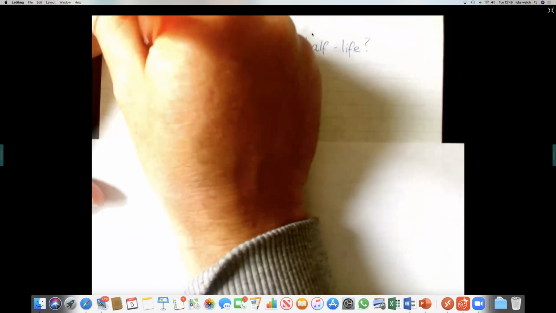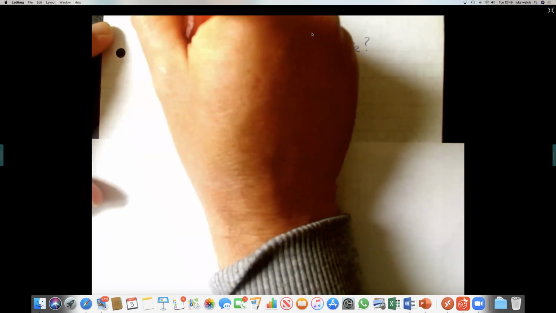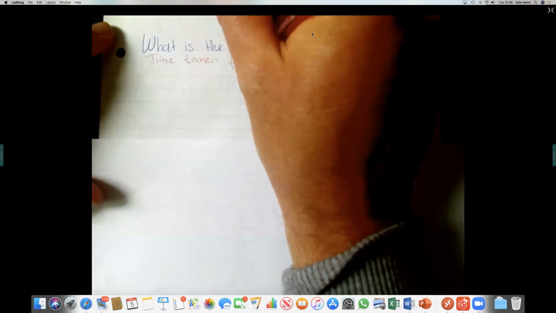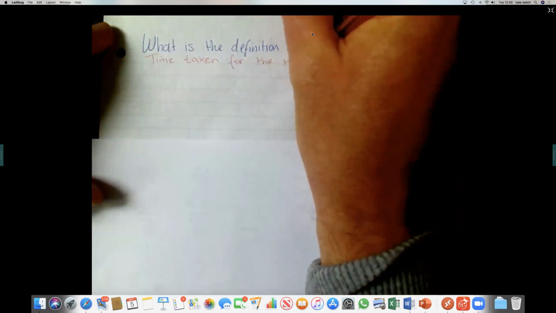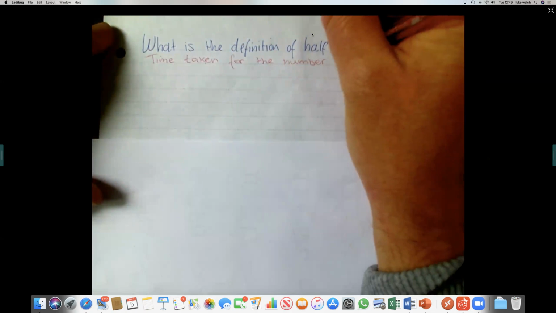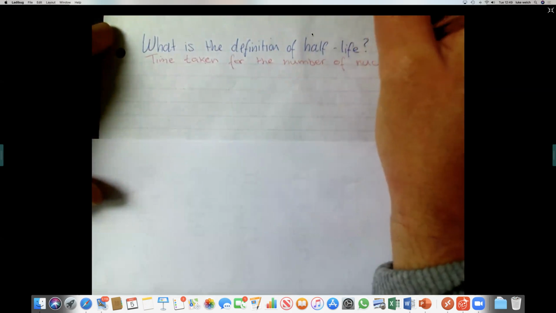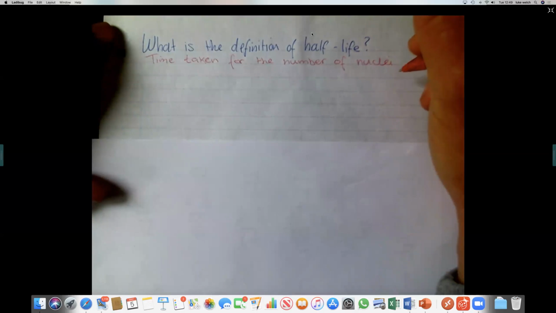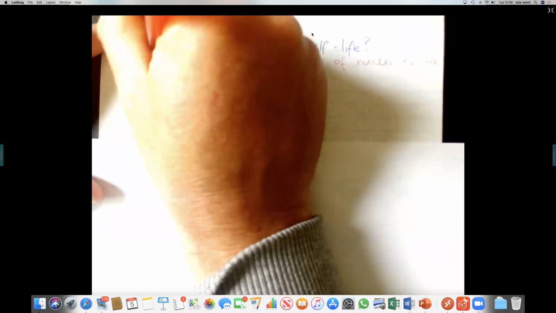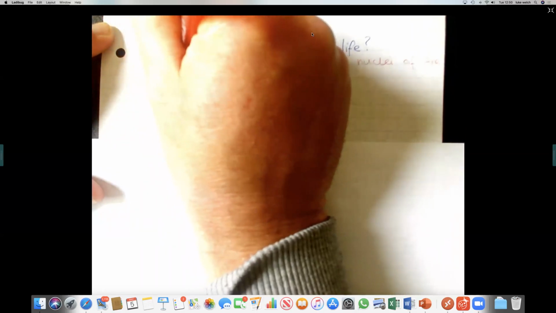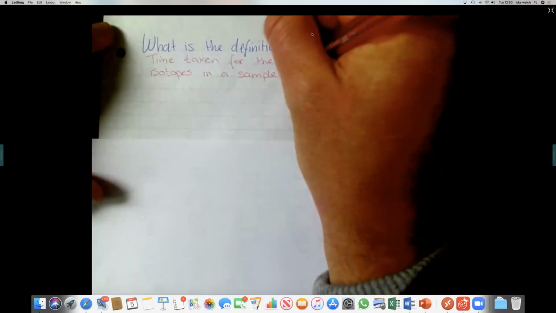Okay, that is the time taken for the number of nuclei of the isotope. Remember, isotopes are radioactive elements, for example, to halve.